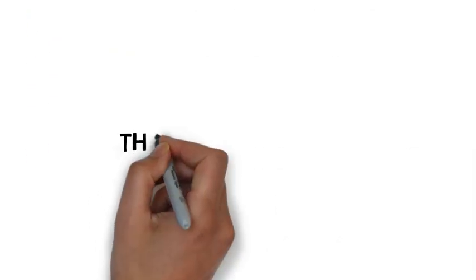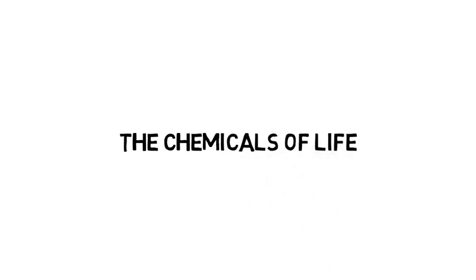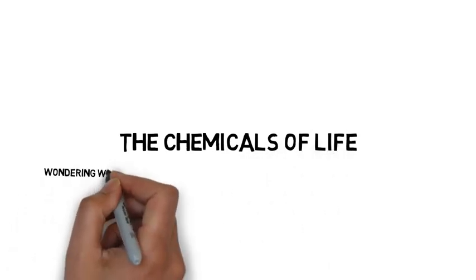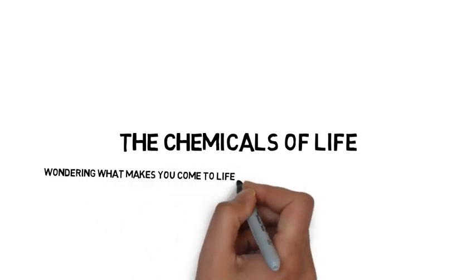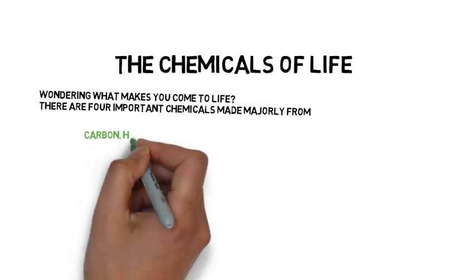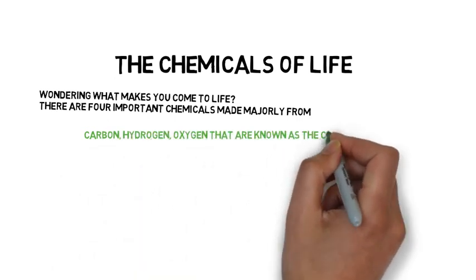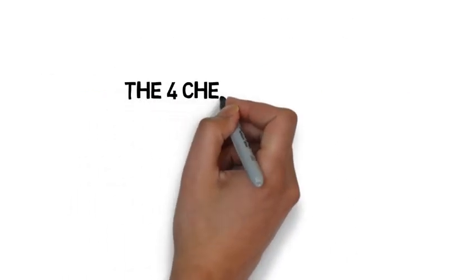Today we are going to be discussing the chemicals of life. An overview. Are you wondering what makes you come to life? There are four important chemicals made majorly from carbon, hydrogen and oxygen that are known as the chemicals of life. The four chemicals.